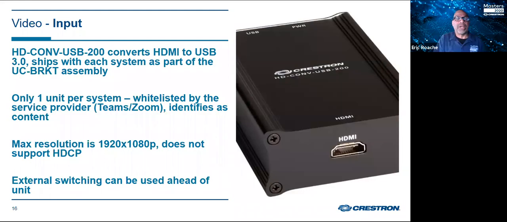Now, on the input side, there's an HD conversion USB 200 device that converts HDMI to USB 3, and it's shipped as part of the UC bracket assembly. There is one of these devices per platform that is whitelisted as content, so you cannot add more than one of these to a UC engine.